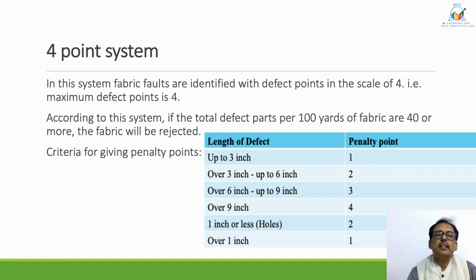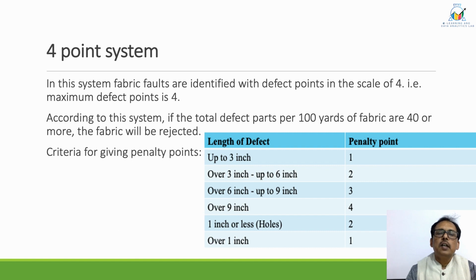These are the criteria, points up to 3 inches. When the fabric is checked, when inspection is done, the fabric is rolled. So a fault found within 3 inches is a single penalty point. Over 3 to 6 inches, 2 penalty points; 6 inches up to 9 inches, 3 penalty points; and over 9 inches, 4 penalty points. For holes of 1 inch or less in the fabric, 2 penalty points, and over 1 inch, 1 penalty point. These are the counting system.